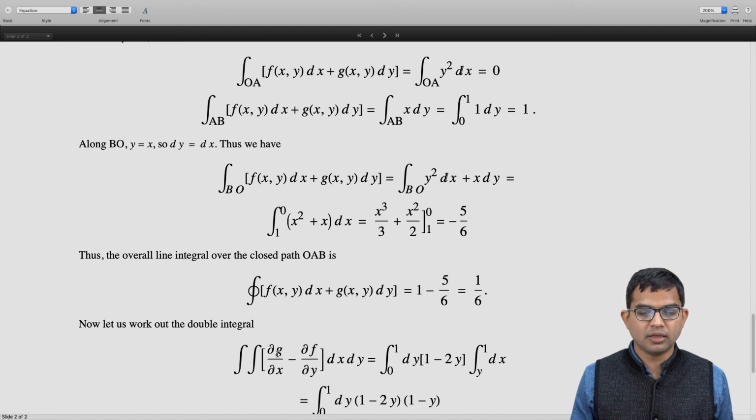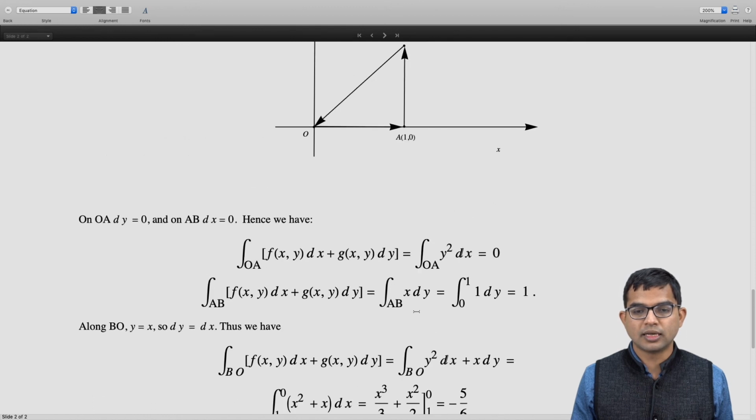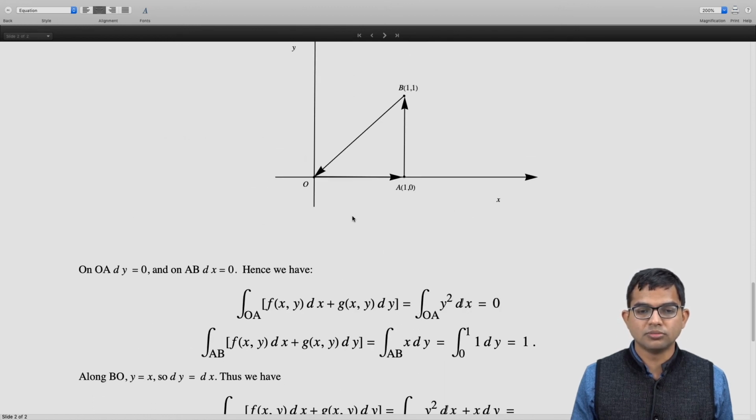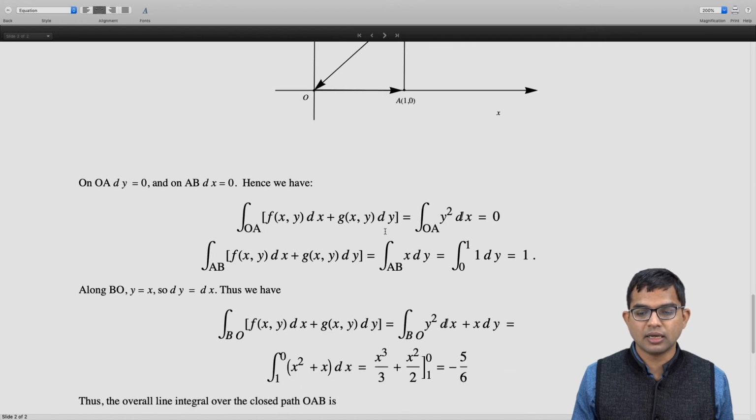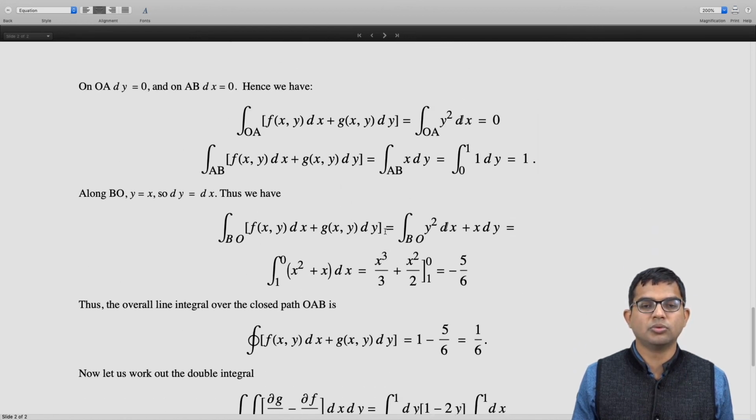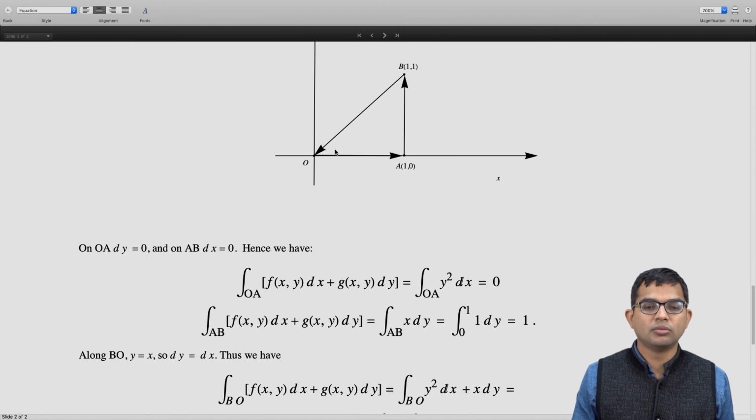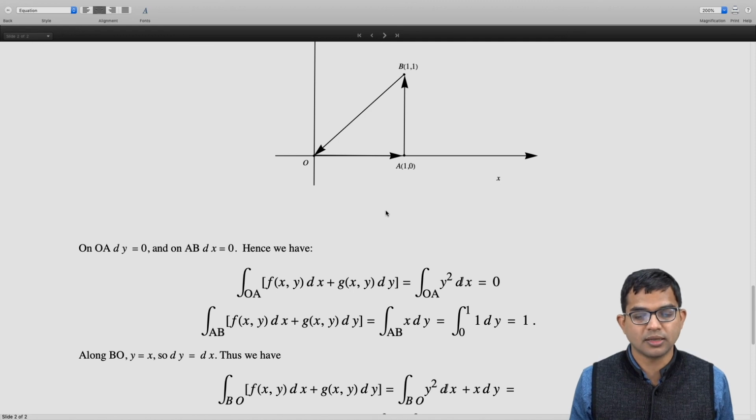So dou g by dou x is 1 and dou f by dou y is 2y, and then to ensure that you are in this region, dx can go from y to 1. So x will go from x equal to y to x equal to 1, and then y will go from 0 to 1, right? So this is one way of identifying the strip. You could have also done it in the other direction. You can convince yourself that you will get the same answer.